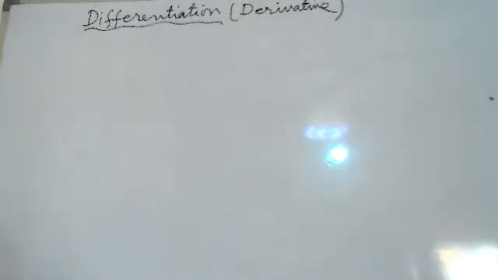For any function, we will find its derivative, that means we are finding the rate of change of the function. So there are some methods, some formulae, some rules which will be used to find the derivative. Here I am writing the rules.